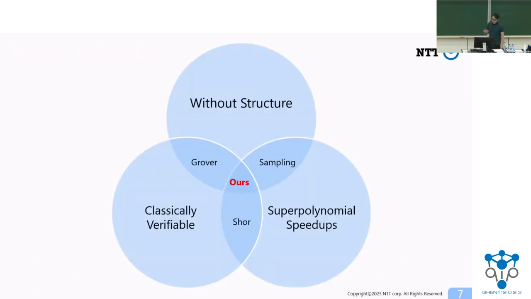Using a picture, our result is illustrated like this. We can consider the following three properties for quantum advantage: classical verifiability, super polynomial speedups, and without structure. If we only want advantage without structure, then we can simply use Grover. If we only want super polynomial speedups, then we can use Shor's algorithm for factoring or discrete log. And if we only want classical verifiability, then some sort of sampling task suffices. But ours is the first to satisfy all of them simultaneously.